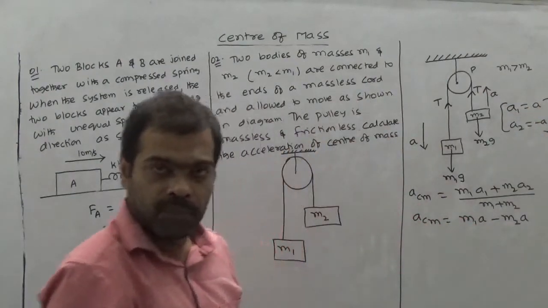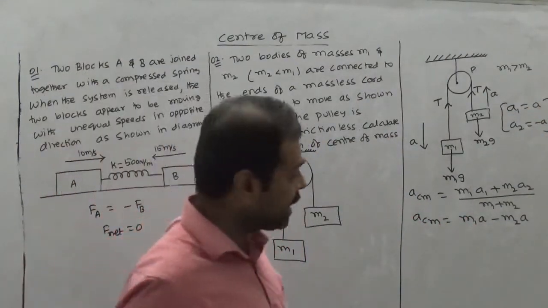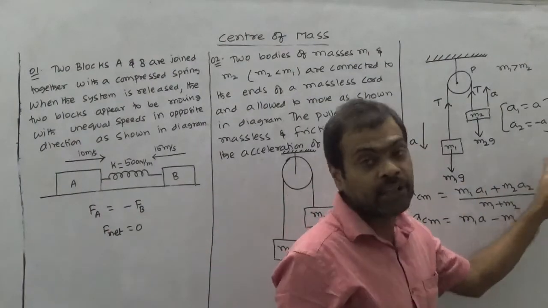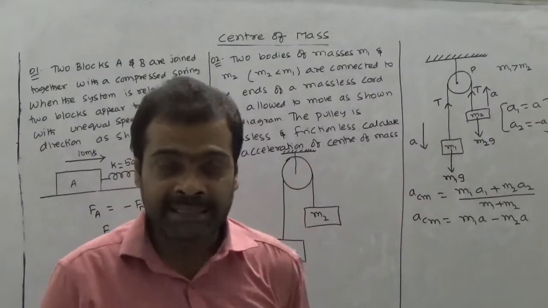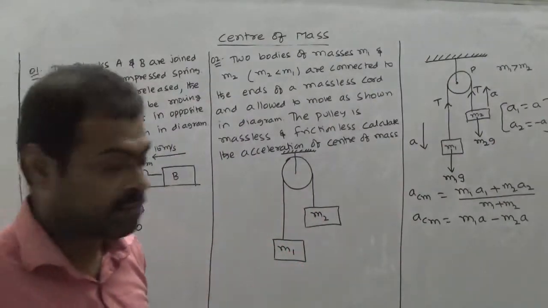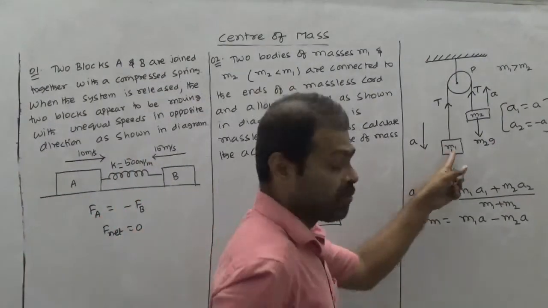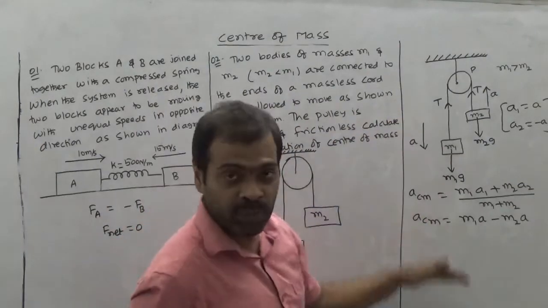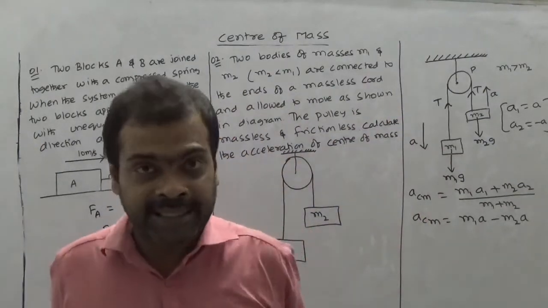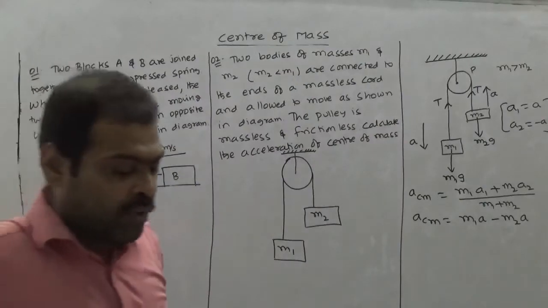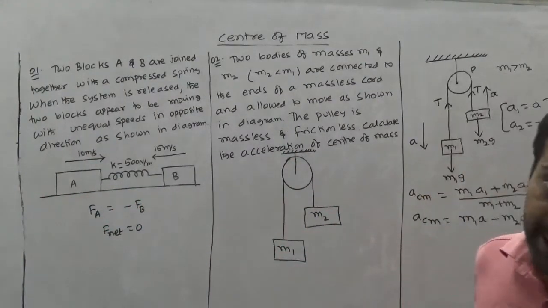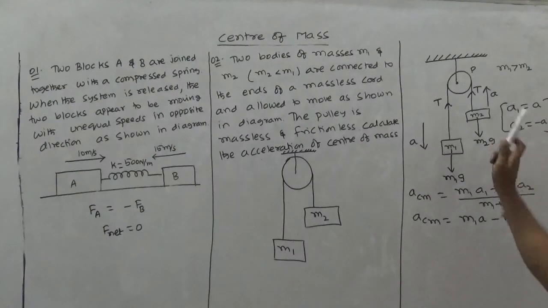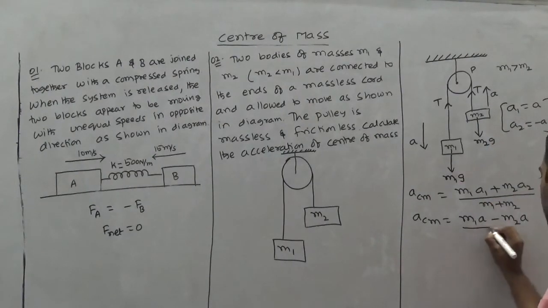Students, once again I am repeating why a2 is negative: since the object is moving upwards, the acceleration is decreasing. But for m1 the block is moving downwards, so the acceleration increases. Whenever the acceleration increases we indicate it with a positive sign, decreases means negative sign, divided by m1 plus m2.